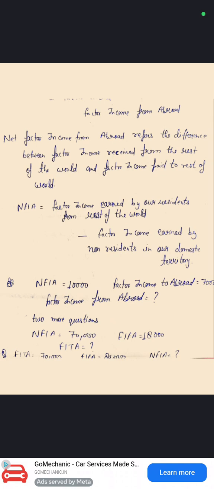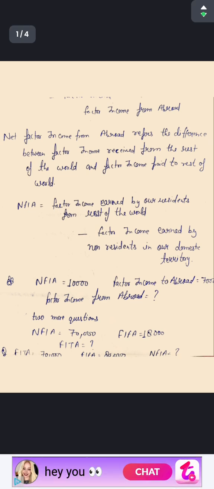So, how do we find the net factor income from abroad? It is the factor income from abroad minus factor income to abroad. Whatever the foreigners earn from our country, we need to return it, and whatever our Indians earn working in the rest of the world, we get it back. That difference is called net factor income from abroad, NFIA.